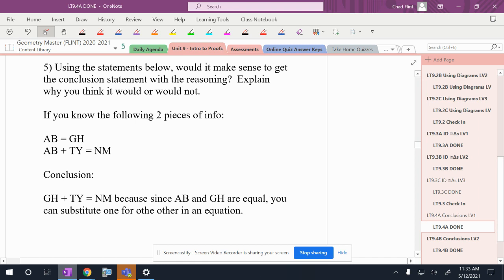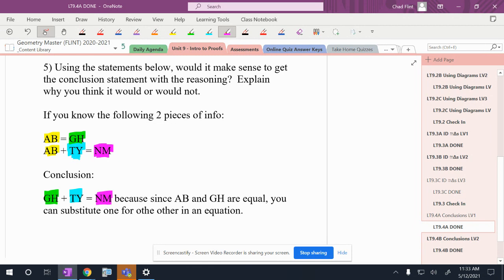All right, another scenario here. Here's what I have. I know that AB is equal to GH, so I've got AB as yellow, and I have GH in green. I have TY as part of the second one. I'm going to make it blue. And then I have NM sitting here as the thing that they're equal to.